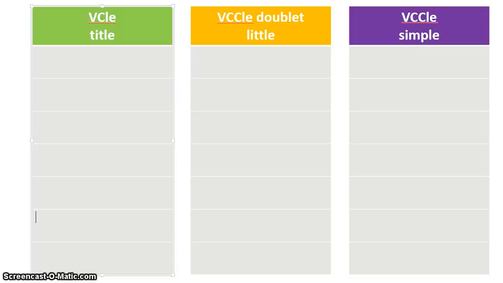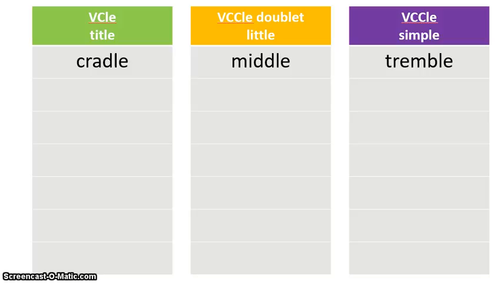So let's take a look at your words, all right? And I want you to find the three words of cradle, middle, and tremble. Once you go ahead and look for those, put those on your chart. Don't glue yet because you're going to practice with these later.